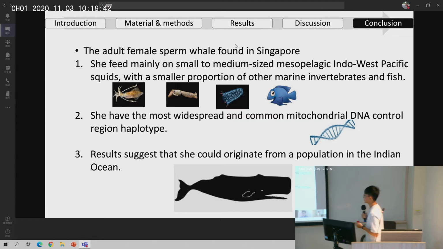So in conclusion, we know 3 points about the sperm whale found in Singapore. First, she feeds mainly on small to medium-sized mesopelagic Indo-Western Pacific species of squid, with a smaller proportion of other marine invertebrates and fish. Second, she has the most widespread and common mitochondrial DNA haplotype in the region. Third, results suggest that she could originate from a population in the Indian Ocean.